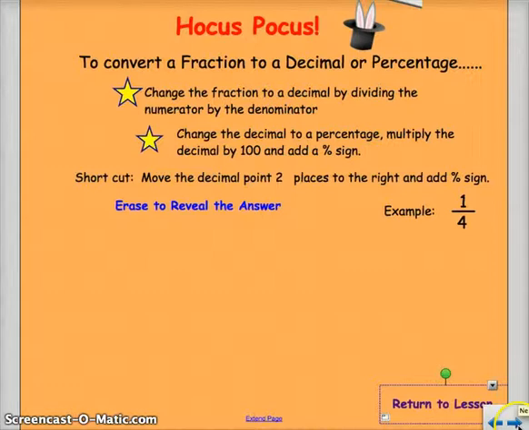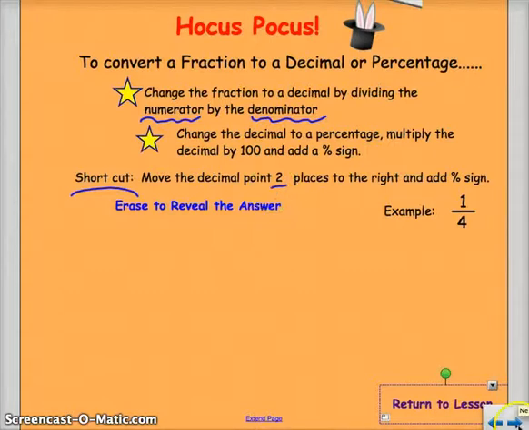You change the fraction to a decimal by simply dividing the numerator by the denominator. Now remember, it's the numerator that becomes the dividend. The denominator becomes the divisor. Then you simply change the decimal to a percentage by multiplying it by 100 and adding a percent sign, or our shortcut, move the decimal 2 places to the right and add a percent sign.